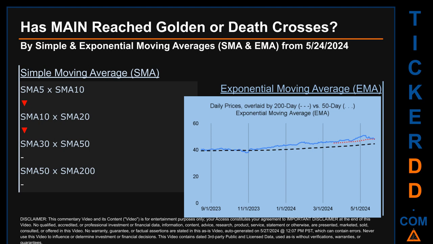Continuing with SMA, we looked across the 5 to 10, the 10 to 20, and the 30 to 50-day ranges to see if golden and death crosses had been reached. We found death cross signal for the 5 to 10. The 10 to 20. We could not find neither golden cross nor death cross signal for the 30 to 50. The 50 to 200.